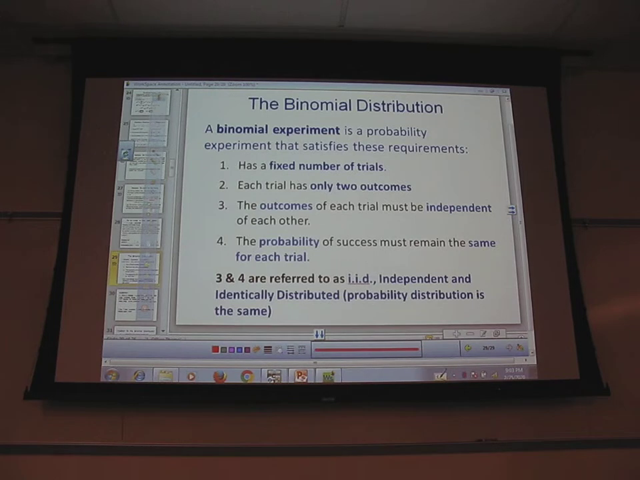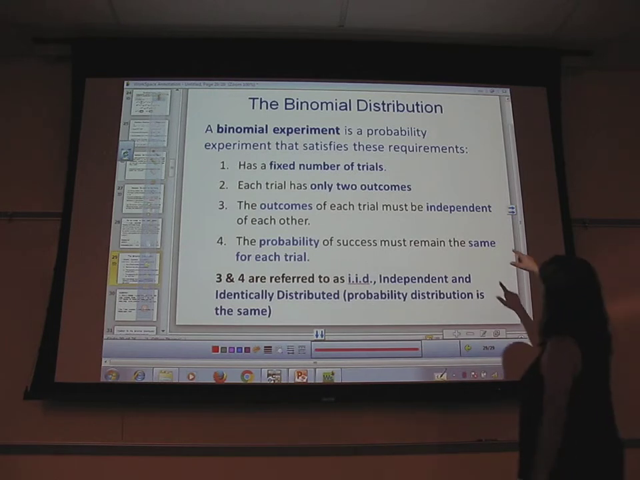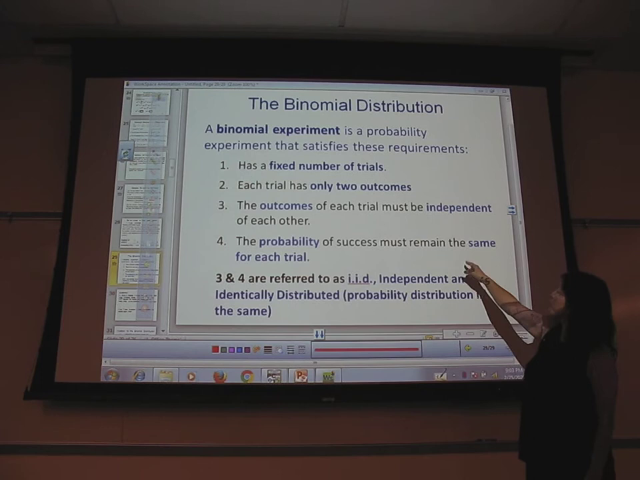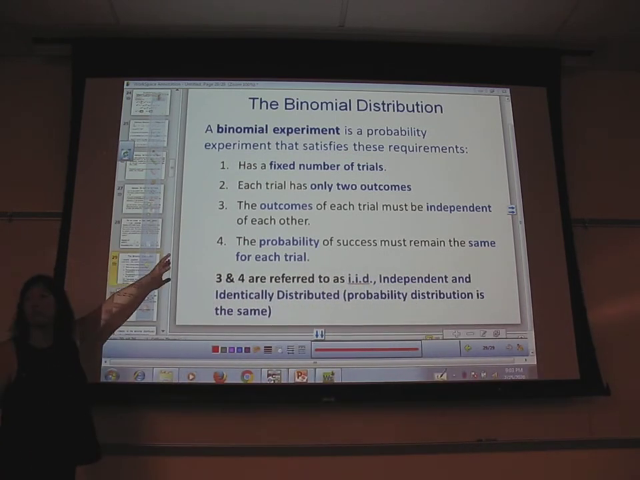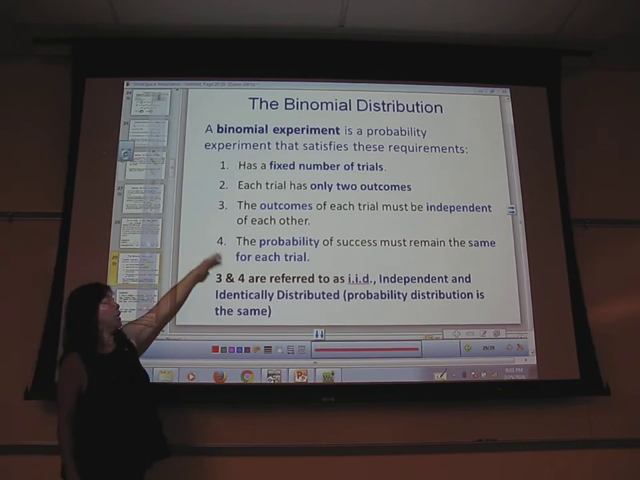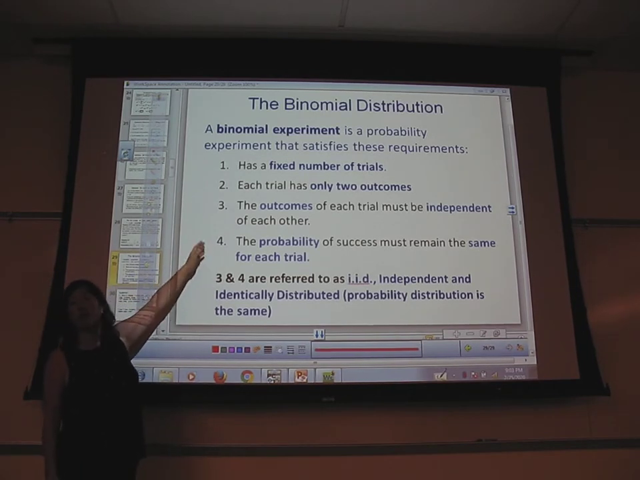And then, here's the key thing: the outcomes must be independent of each other, and the probabilities have to stay the same. Those are often grouped together as independent and identically distributed. So in other words, the probabilities stay the same each time. If I flip a coin, what's the probability it's heads? 50%. If I flip it again, does the probability stay the same or does it change? It stays the same. So that would be independent and identically distributed. You guys remember that one? Independence means the probabilities don't change, they stay the same.